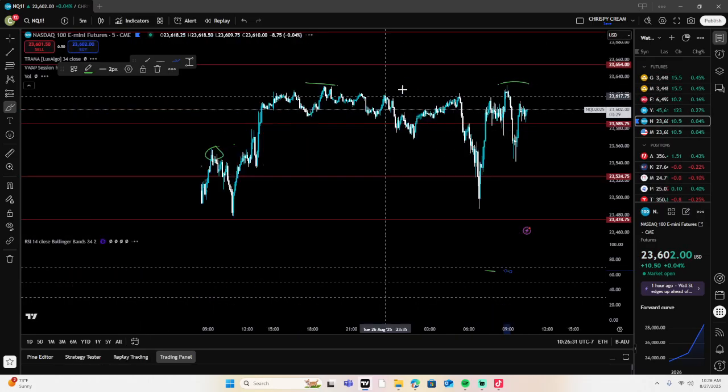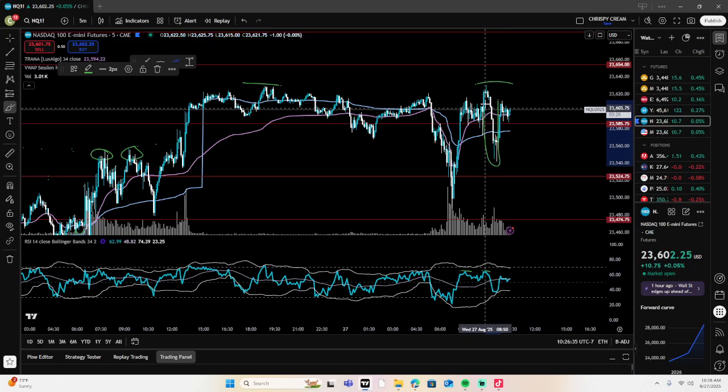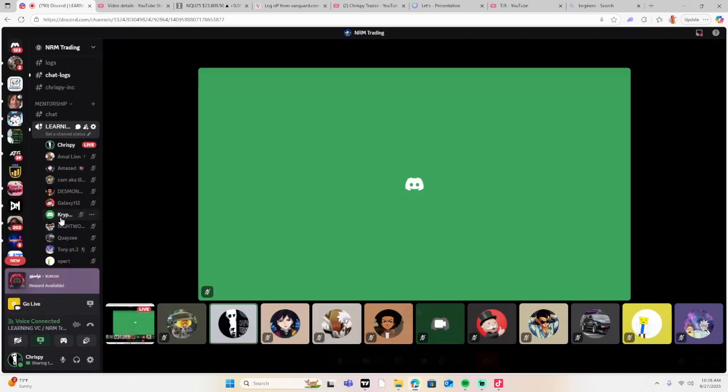You took that entry with confirmation, which was also still a really good entry, because you would have caught this whole move to the downside, which was a good chunk of a move. Yep, it was. All right, thank you for sharing.